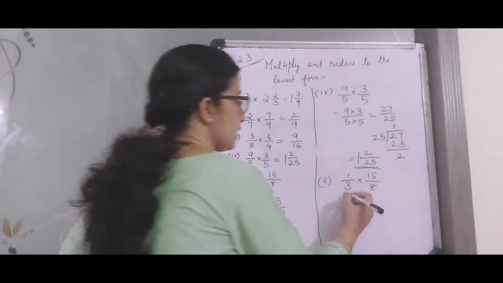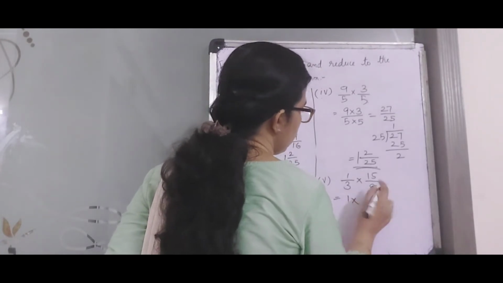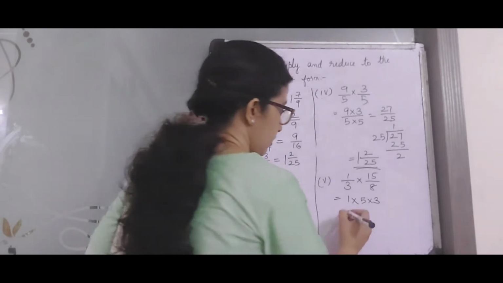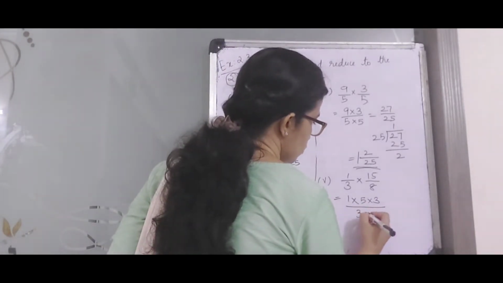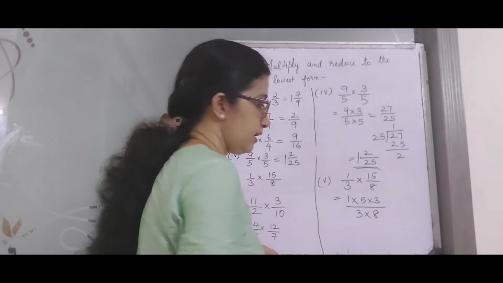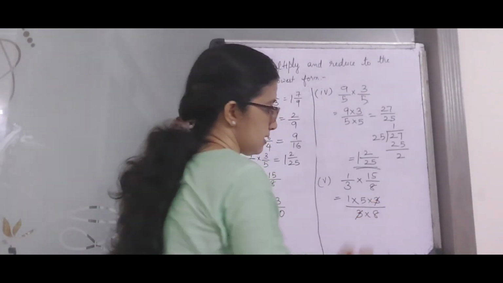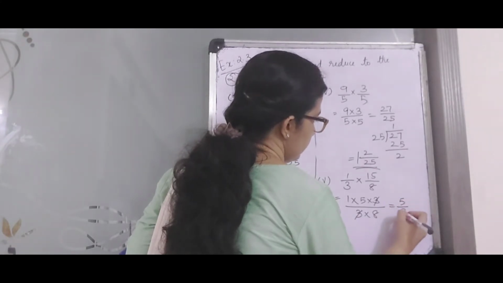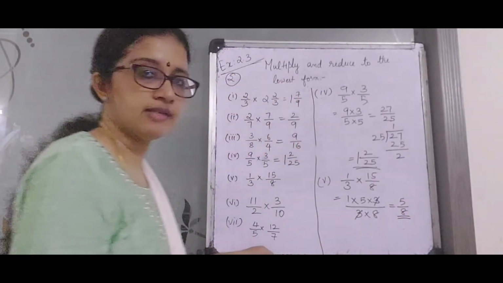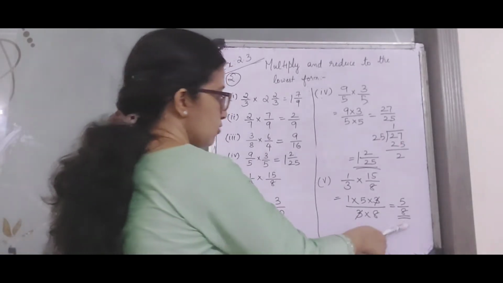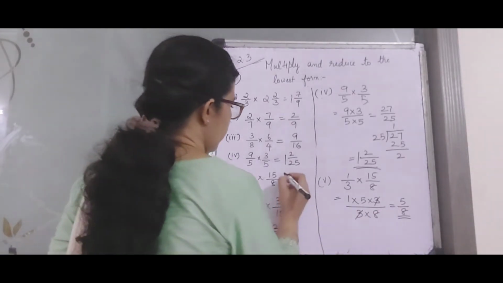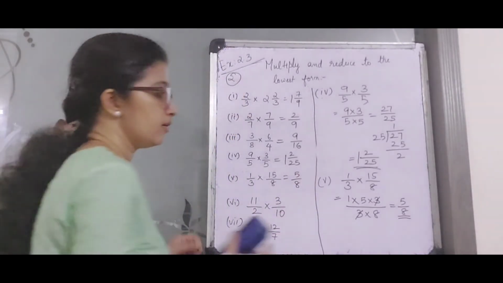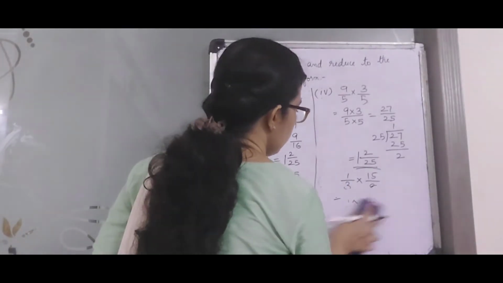Okay. So this can be written as 1 into 15 can be written as 5 into 3. 5 3s are 15 divided by 3 into 8. Okay. Now this 3 and this 3 get cancelled. Okay. So what is the answer? 5 by 8. 5 by 8 is the answer. Okay. This is a proper fraction. So let it be like this. 5 by 8. Okay. 5 by 8. Clear? Now let's go into sixth problem.